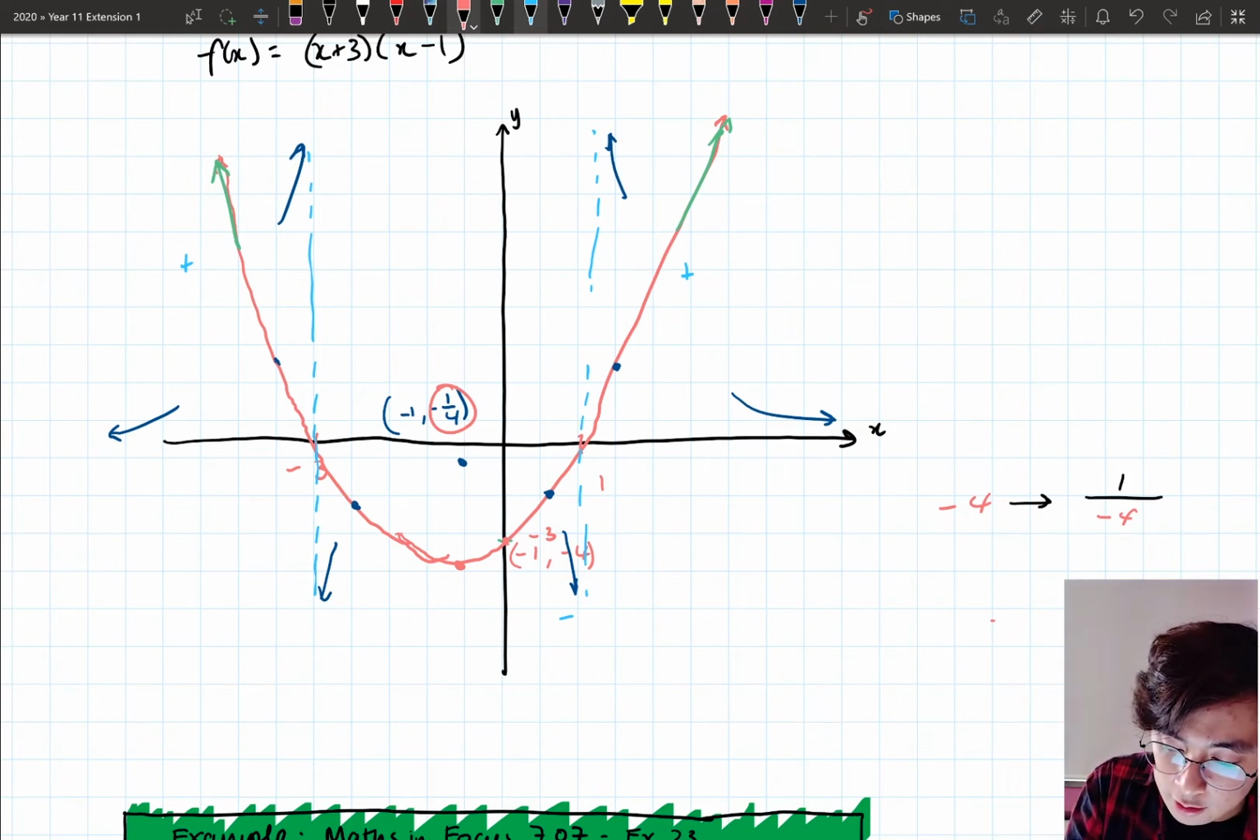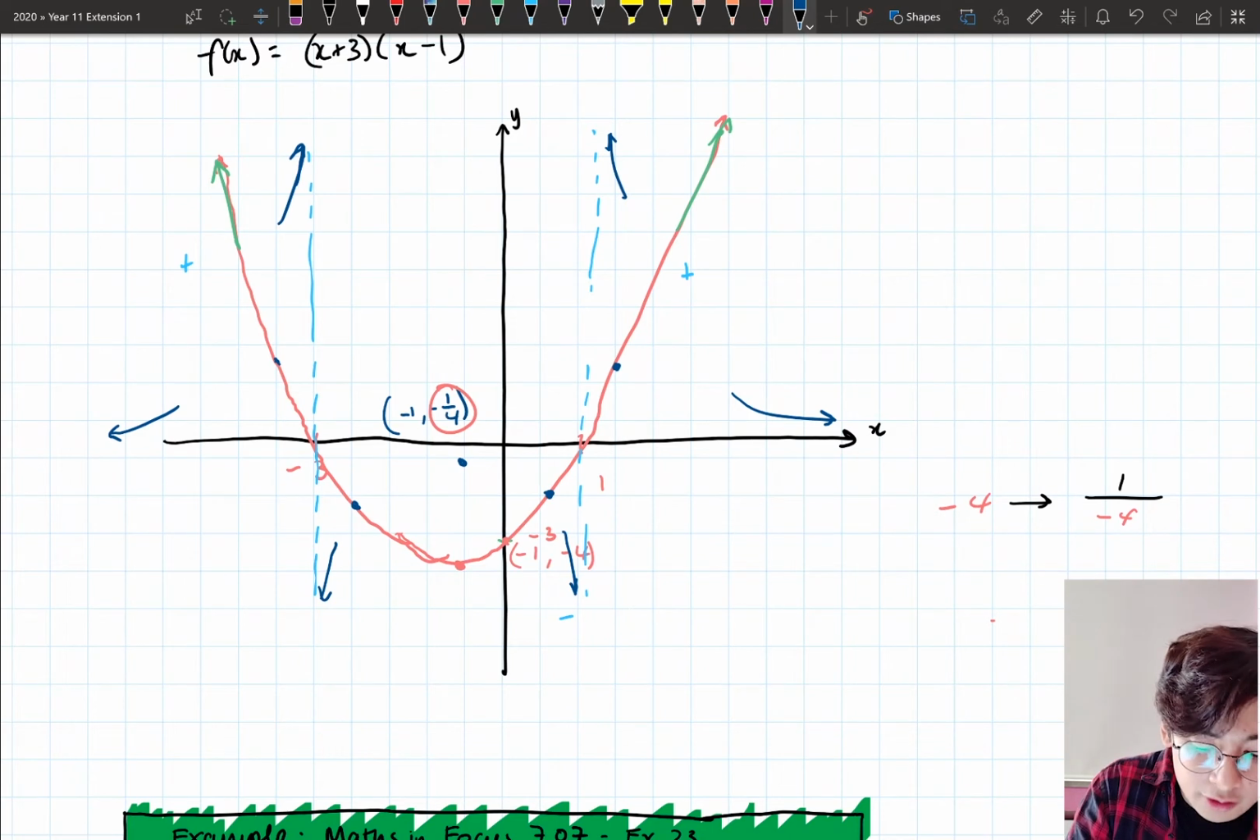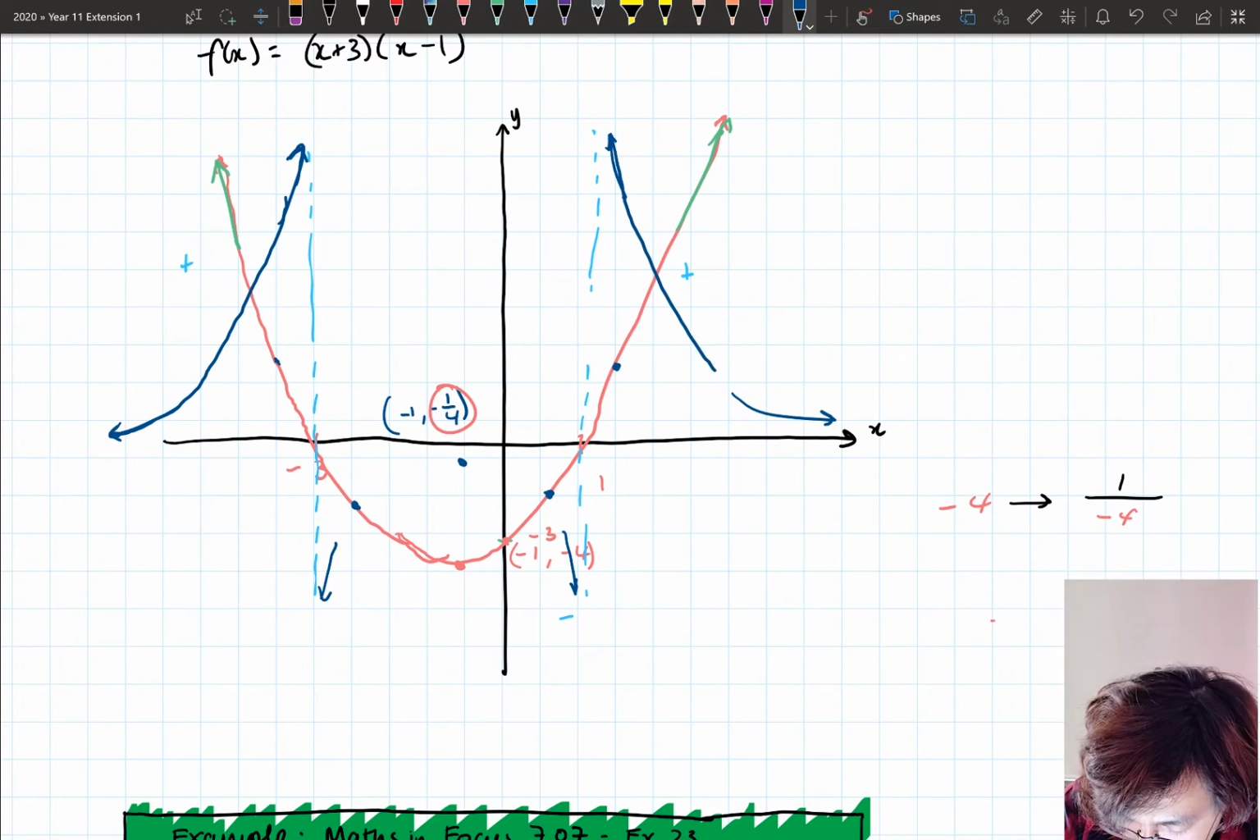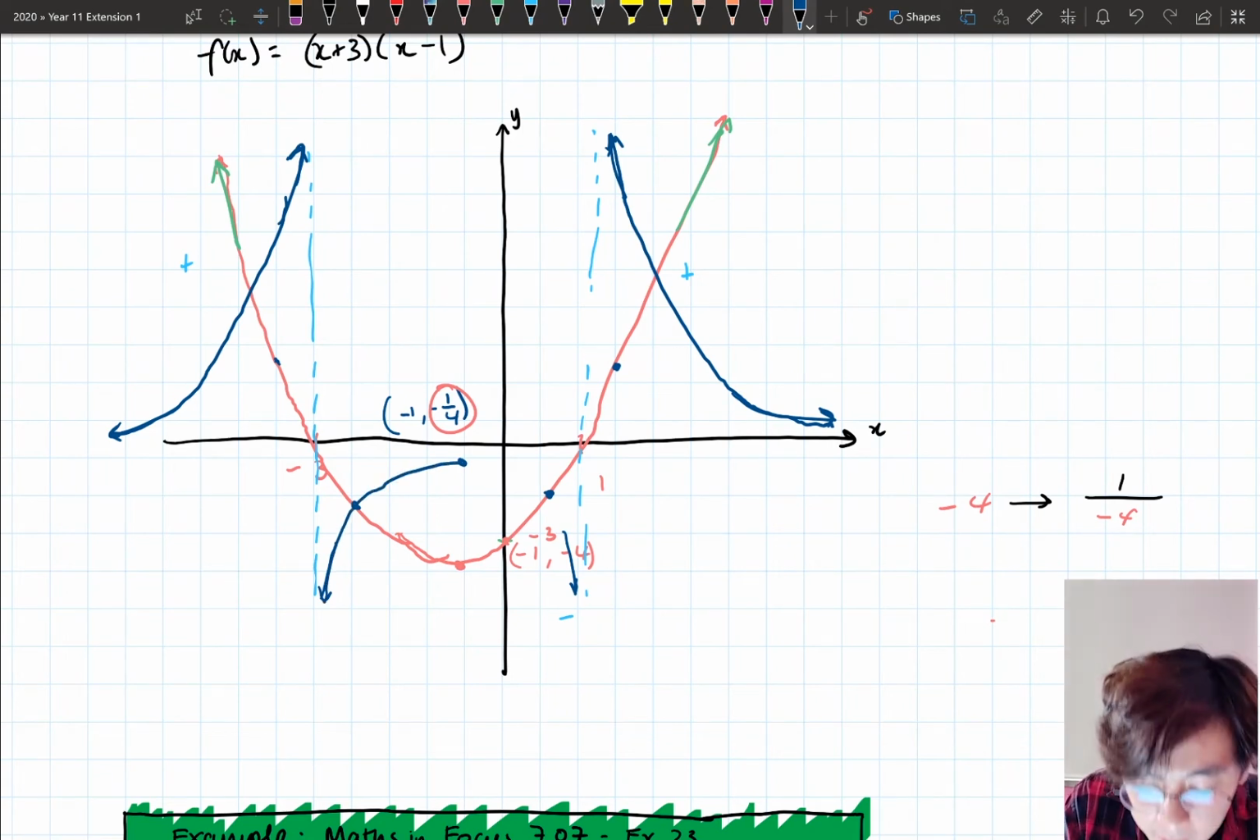So I'm going to do this in my dark blue. I'm going to put this all together. When on this side, x was going towards infinity in my original graph, so it goes towards 0, and then it goes towards infinity because we've got an asymptote. And on the other side, I've got this exact same thing. Now on this side, my graph goes towards negative infinity. It has a local maximum at negative 1 over 4.